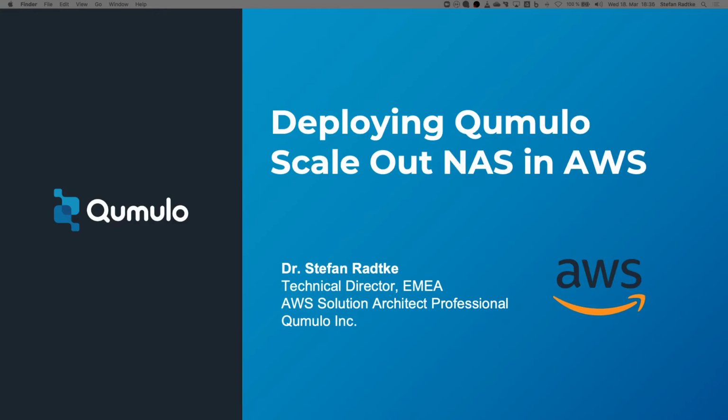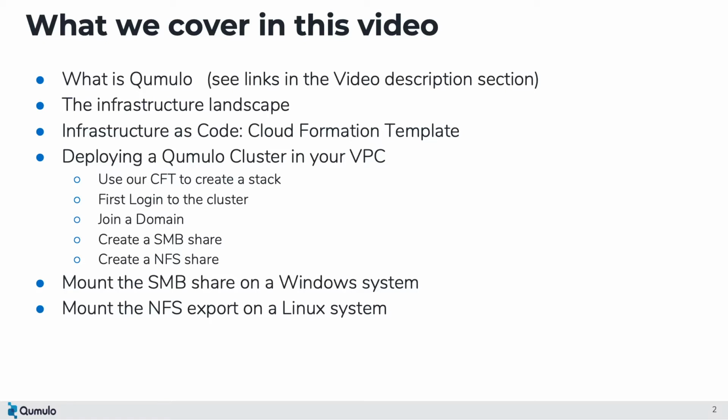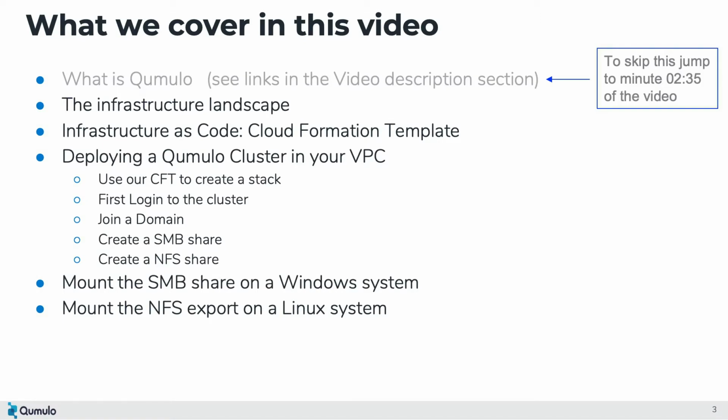Alright, in this video we will show you how to deploy a Qumulo scale-out NAS cluster in AWS. Here's what we cover in this video. First of all, we'll talk briefly about what Qumulo is. There are a couple of other videos that describe that Qumulo is a scale-out NAS system and how you can deploy it and how the architecture looks like.